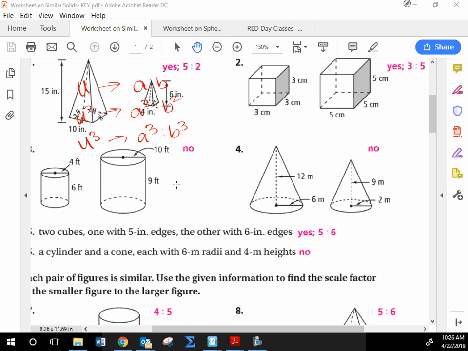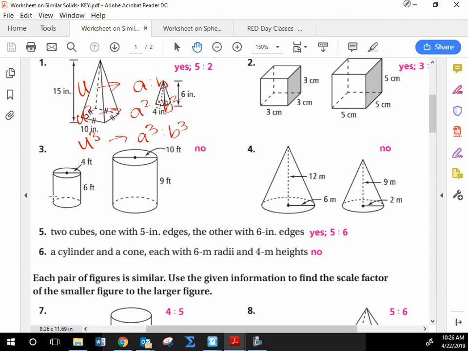Let me go over questions with this. Do we have questions on these ones, guys? Number 6. So a cylinder and a cone, each with 6 meter radii and 4 meter heights. So because it's a cylinder and a cone, those are 2 different shapes. They can't be similar solids. They have to be the same shape. That's like saying, are they similar? Nope, because they're not even the same shape. Do we have any other questions on these ones?